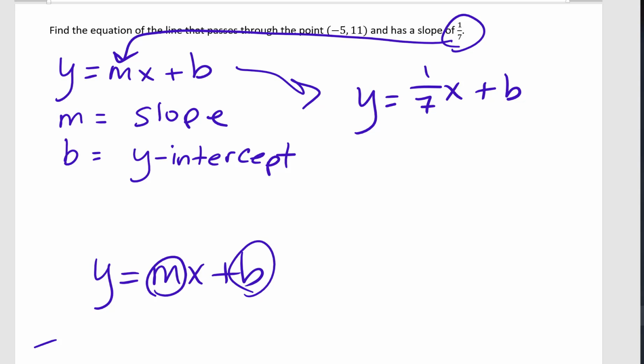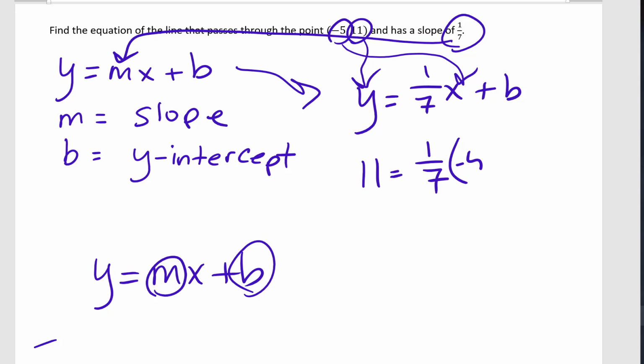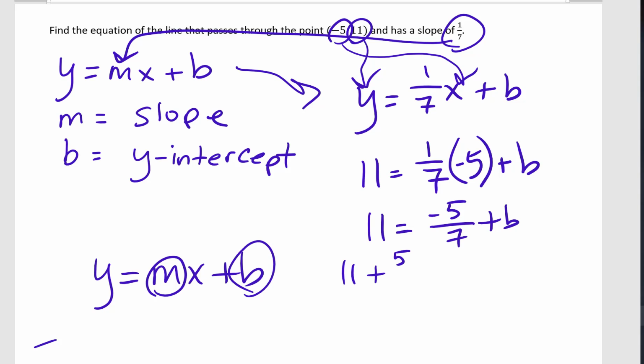All right, so to find out what b is, we just take the point they gave us, negative 5, 11, and we put those values in for x and y. All right, so y is 11, we've got the 1/7, x is negative 5, and plus b. So now we solve for b. 11 equals negative 5/7 plus b. You add 5/7 to both sides. 11 plus 5/7 equals b.